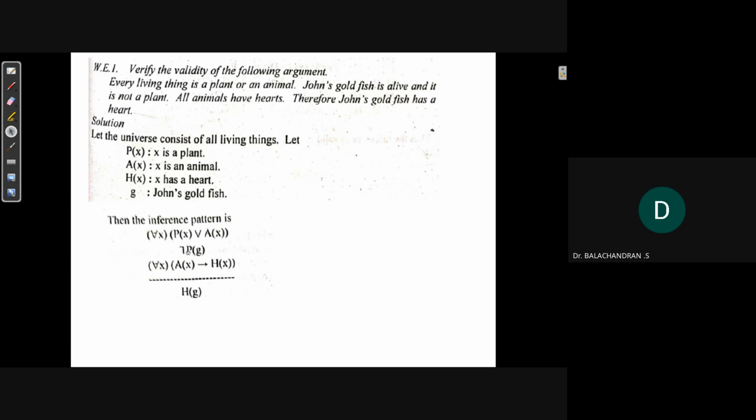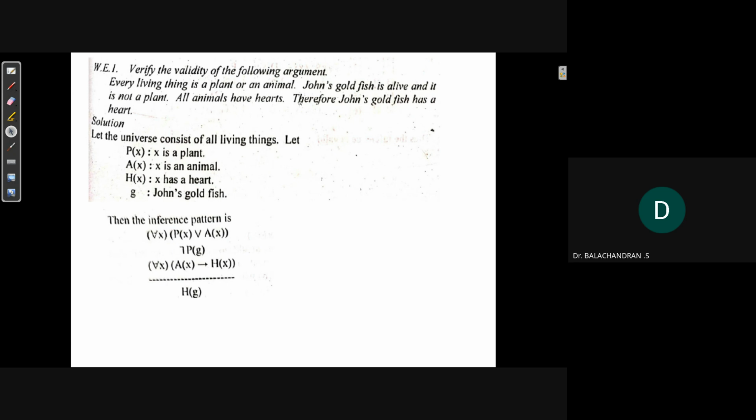So you should write which one is not a plant: John's goldfish is not a plant. So G means John's goldfish. Negation of P means what? P means plant, so negation of P means not a plant. Okay, next.